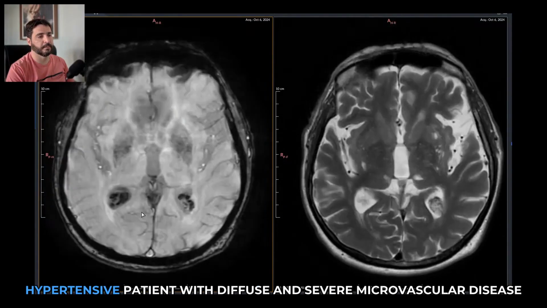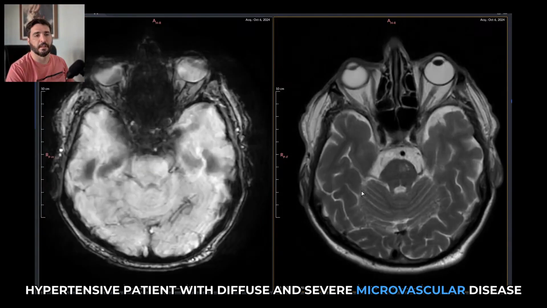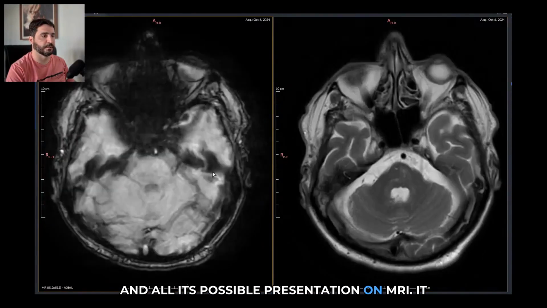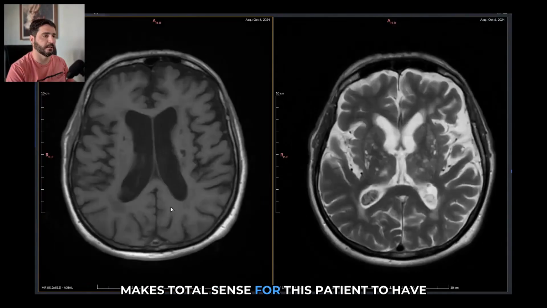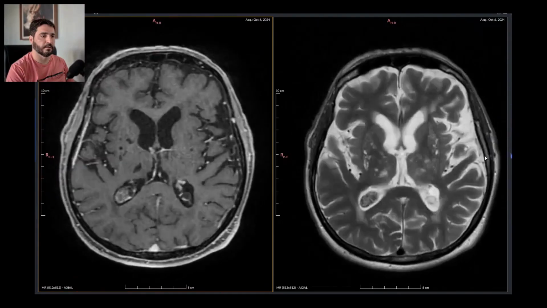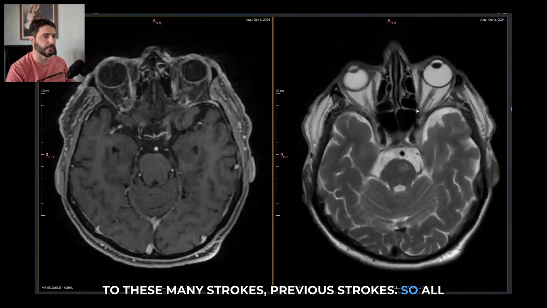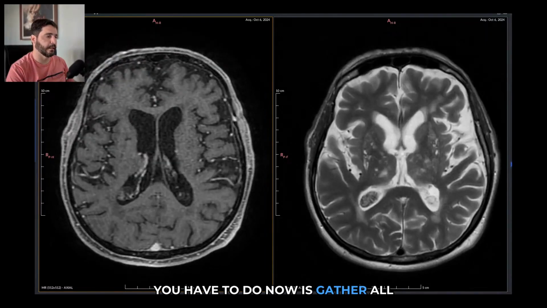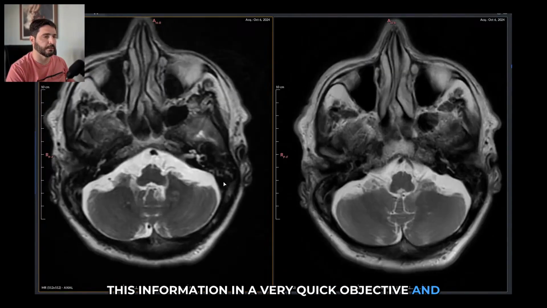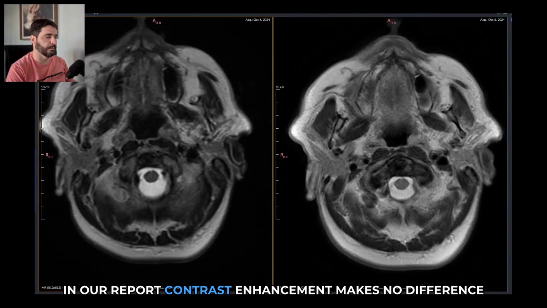So this is a chronic hypertensive patient with diffuse and severe microvascular disease and all its possible presentations on MRI. It makes total sense for this patient to have multiple disorders related to these many previous strokes. So all you have to do now is gather all this information in a very quick, objective, and easy to understand manner and put it all in our report.